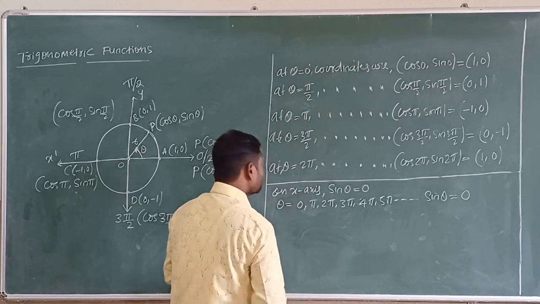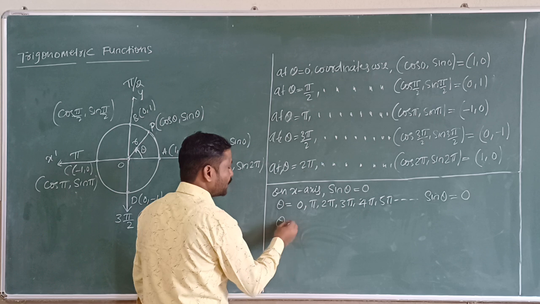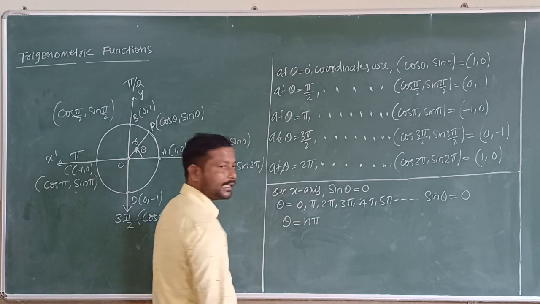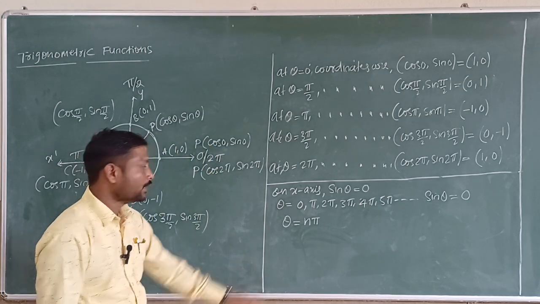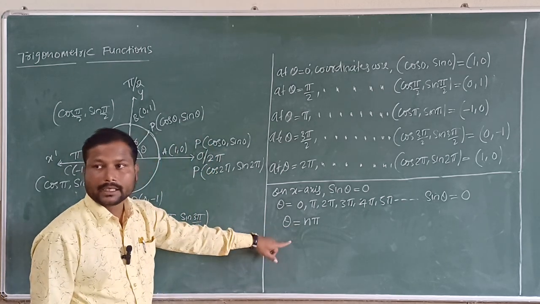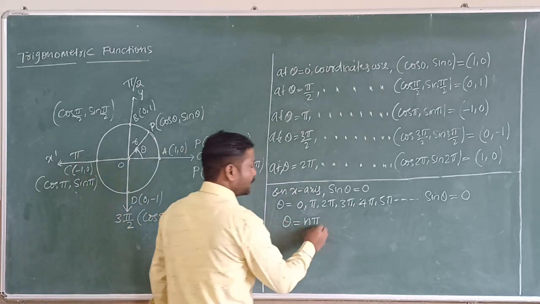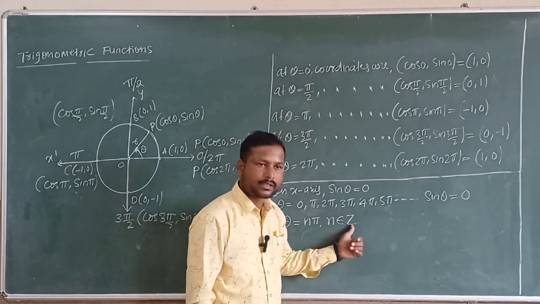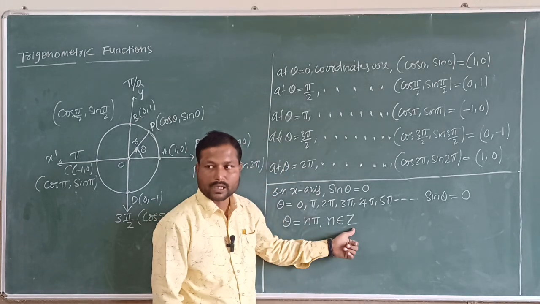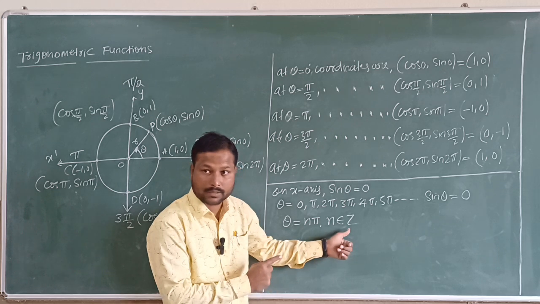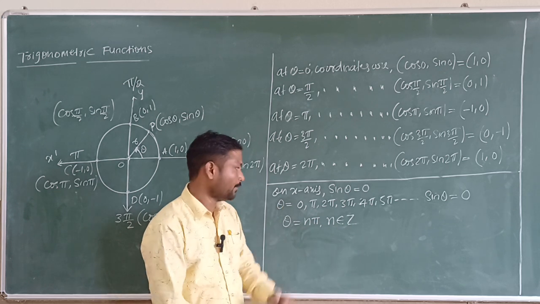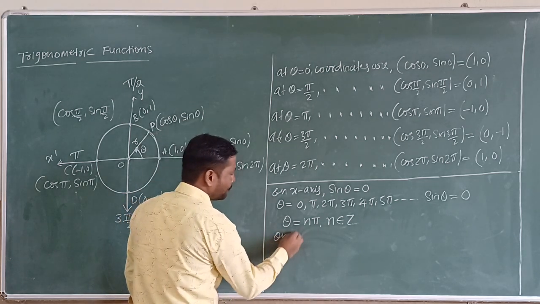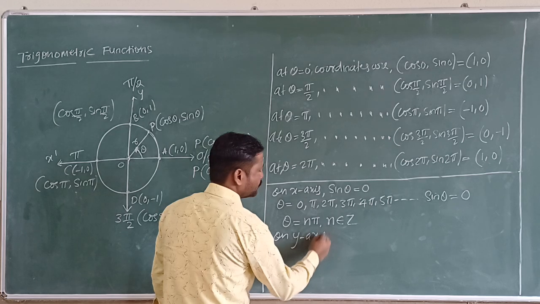So what we understand now is that theta equals n pi. Theta is said to be an integral multiple of pi, where n belongs to integers. Integers include positive as well as negative numbers. Now we will discuss only the positive ones, not the negative. Okay, next one, take the y axis.